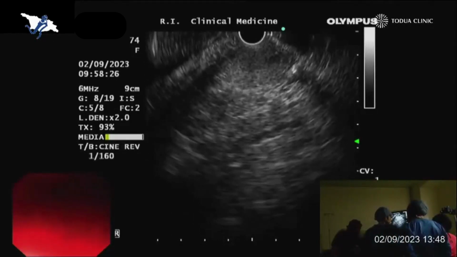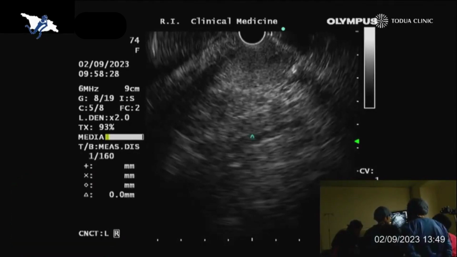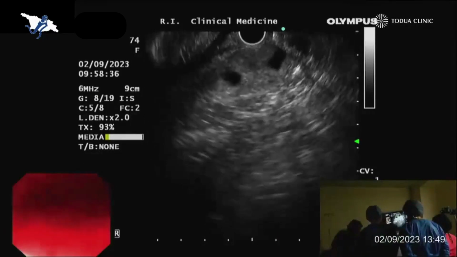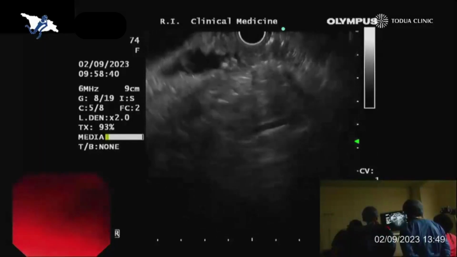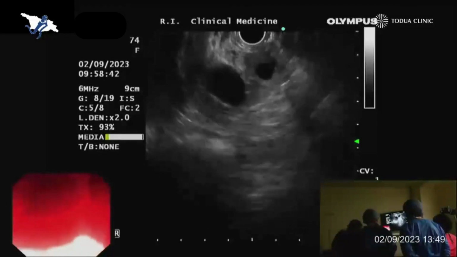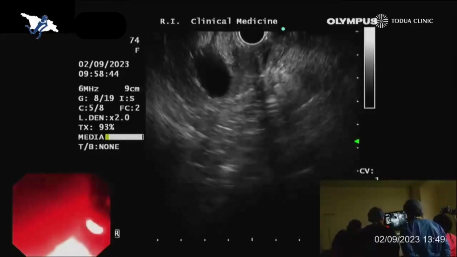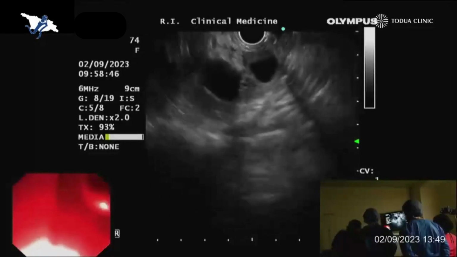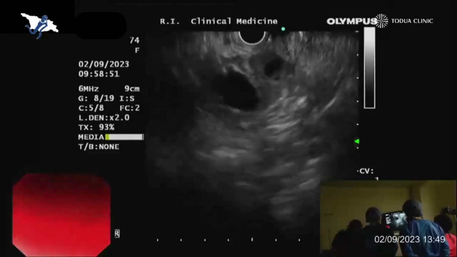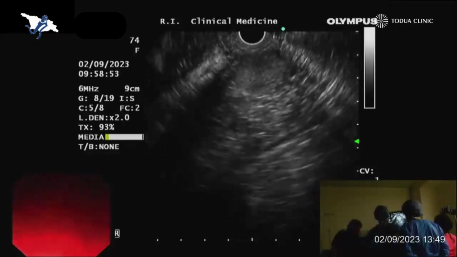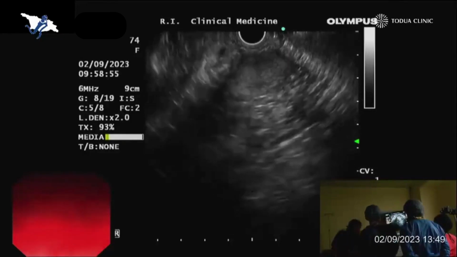Freeze. So here that looks a little bit more dense, you know. Okay, we freeze. So I think what we are going to do now is we will try to puncture this area here. Not the cyst, but I'm trying to get material out of this dense area here.